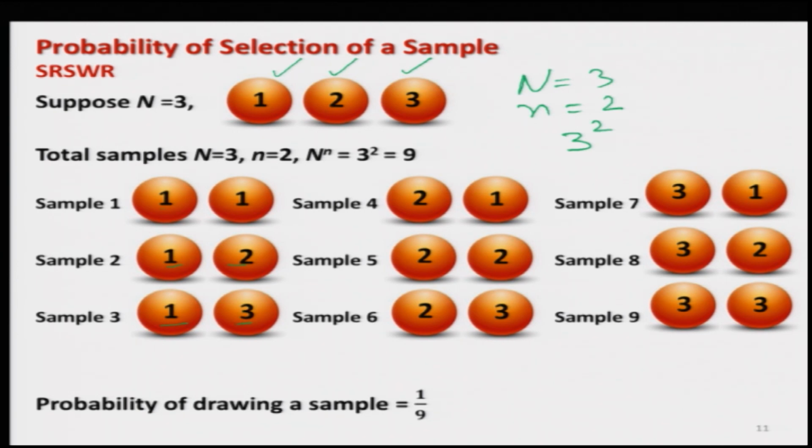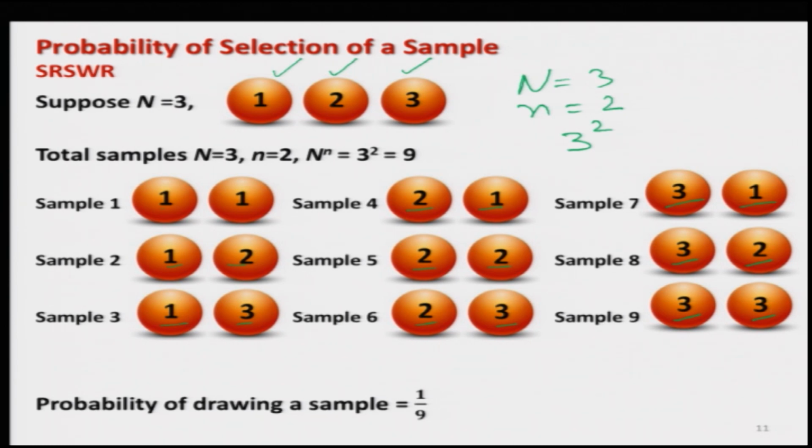The fourth sample can have ball number 2, ball number 1. The fifth sample can have ball number 2 and 2 repeated. Sample number 6 may have ball number 2 and ball number 3. Sample number 7 may have ball number 3 and ball number 1. Sample 8 may have ball number 3 and ball number 2. Sample 9 may have ball number 3 and ball number 3 repeated once again.